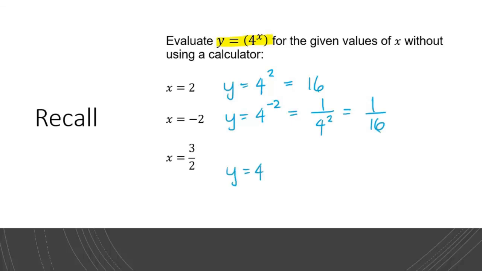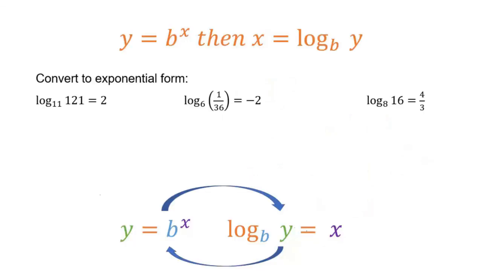Here we have y is equal to 4 to the power of 3 over 2. Remember that the denominator tells us the order of the radical. So here we're being asked to take the square root of 4 and then raise the answer to the power of 3. Recall that you could also have taken the square root of 4 raised to the power of 3. The square root of 4 is 2, and 2 to the power of 3 is 8. So 4 to the power of 3 over 2 is equal to 8. Now we're ready to look at exponential and logarithmic forms.